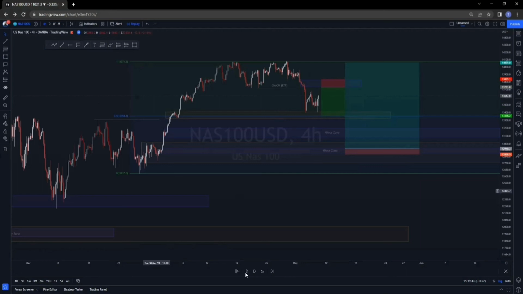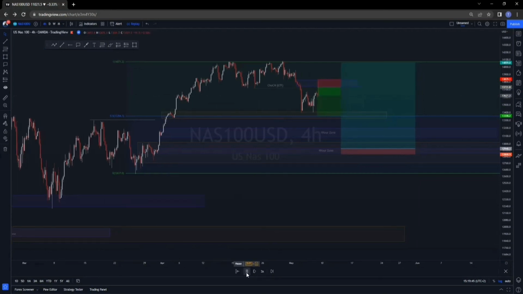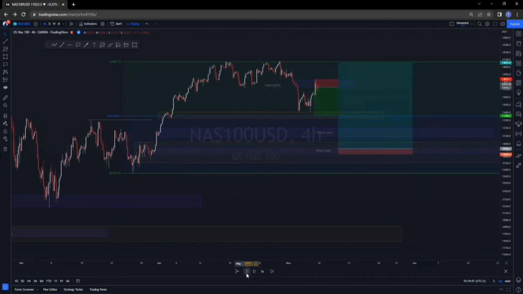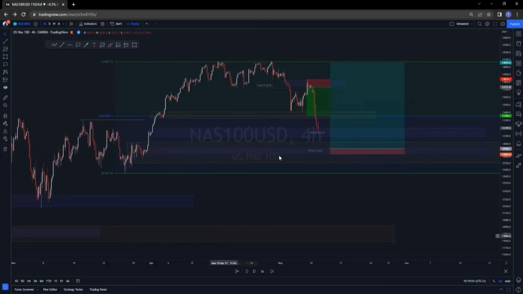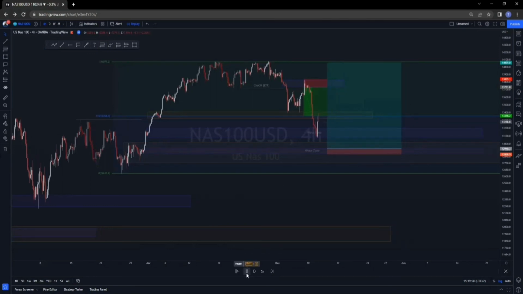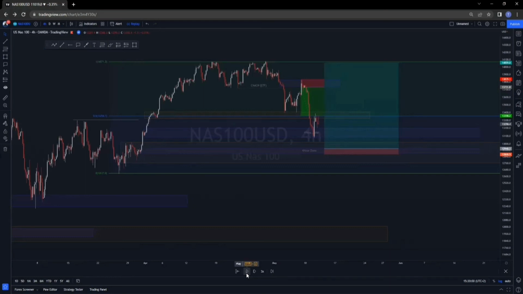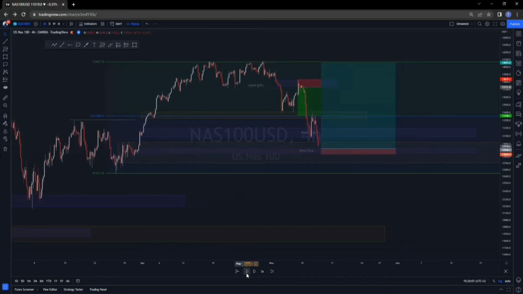Let's see. All right. Breaking it. Yeah. All right. Playing too much on the zone. We might get a break. Yes. Is the market going to reverse from the zone? I hope it does.